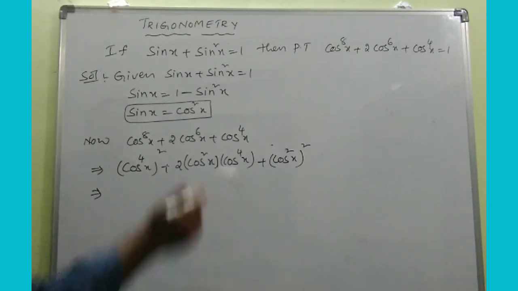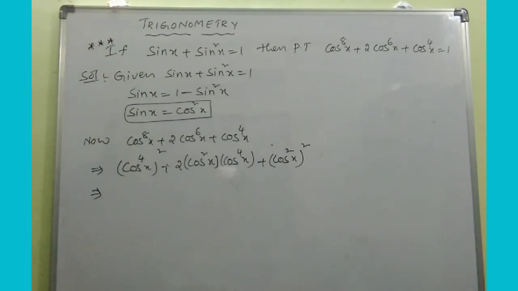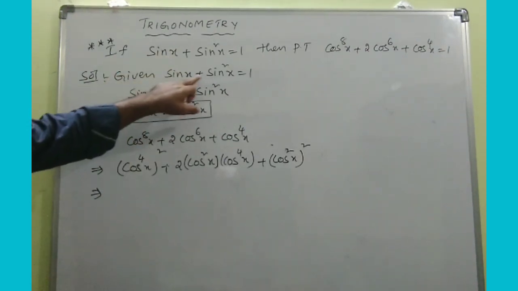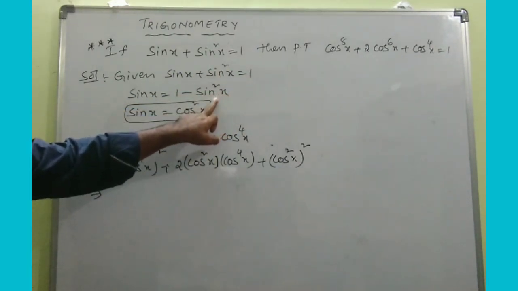Coming to the next problem, a very beautiful question, a most important model. If sin x plus sin square x is equal to 1, then prove that cos power 8x plus 2 into cos power 6x plus cos power 4x is equal to 1. Okay, see how beautiful this solution is. You just need to get some idea. See what is given: sin x plus sin square x is equal to 1. So step number 1, send the sin square x to that side.